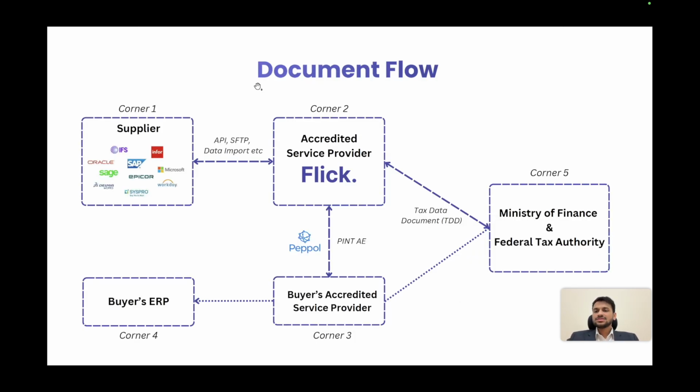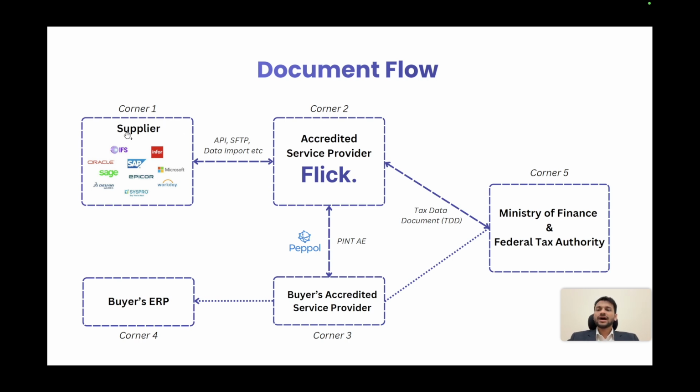So yeah, let's take a brief look at the document flow of how the creation of an invoice gets flowed to your buyer and also to the FTA. As I mentioned, this is a 5-corner model that we have in the UAE. So 5-corner means there are 5 elements over here. One is a supplier, the second one is the supplier's service provider of e-invoicing. The third one is a buyer's service provider for e-invoicing, and the fourth corner is the buyer's ERP, and the fifth corner is the Ministry of Finance or the FTA Authority.